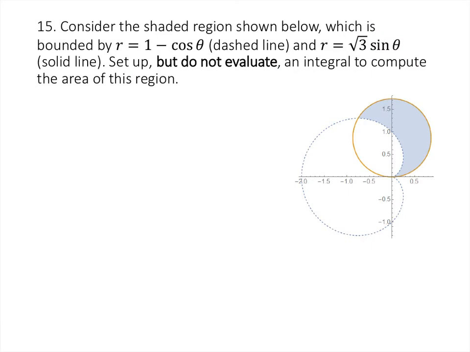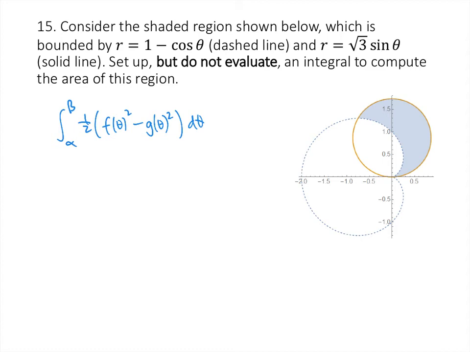All right, here we're given a region in polar coordinates, and we're asked to set up but not evaluate an integral to compute the area of that region. So this is a region between two curves, and so the formula we're going to be using is the integral from alpha to beta of 1/2 of f of theta squared minus g of theta squared d theta, where f of theta is the outer function and g of theta is the inner function.